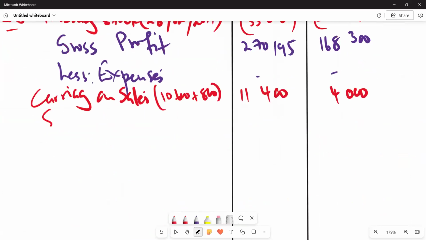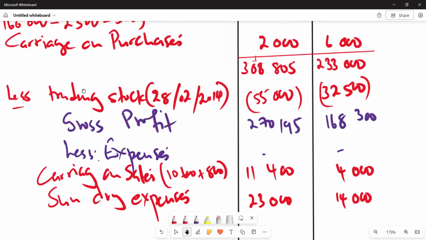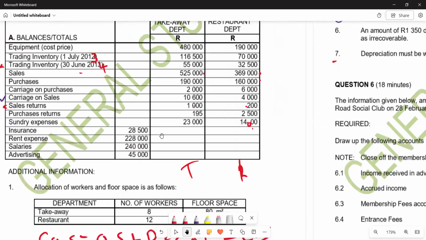So we can go there and enter the figures. So we are saying standard. For standard expenses, we are saying 23,000 for the first one, which is takeaway, and then we've got our 14,000 for the second one. And then we check on the next expense that we have in the question.